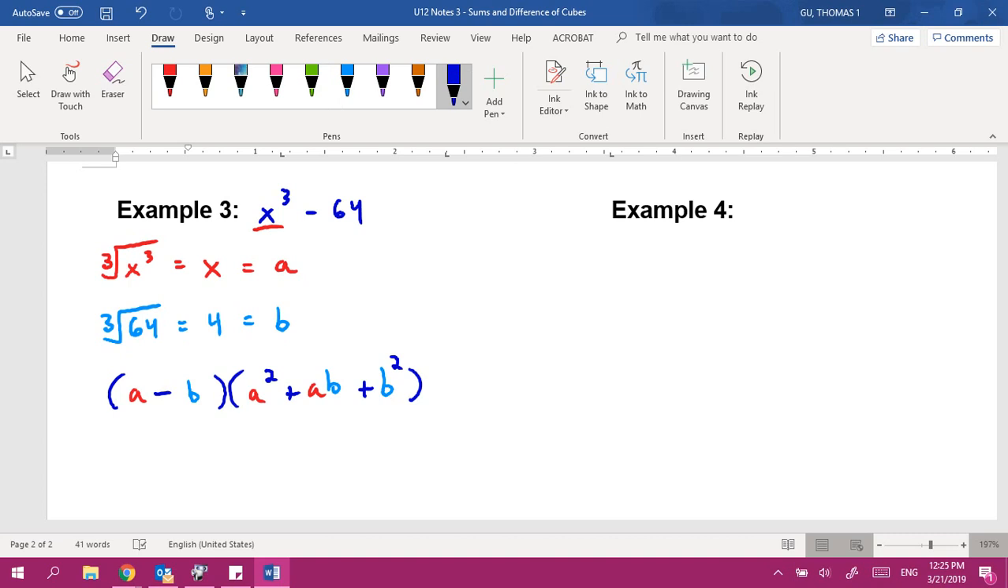There we go. And so now all we have to do is replace our a's with the x that we found and replace the b's with the 4 that we found. So what is my final answer going to be? x minus 4 times x squared plus 4x plus 16. That's right. Very good.